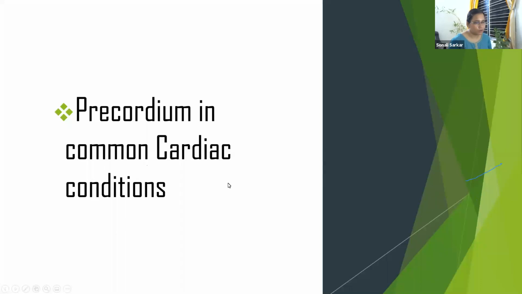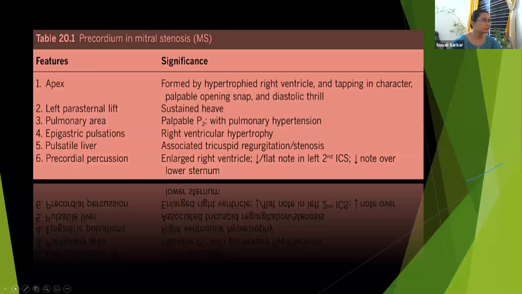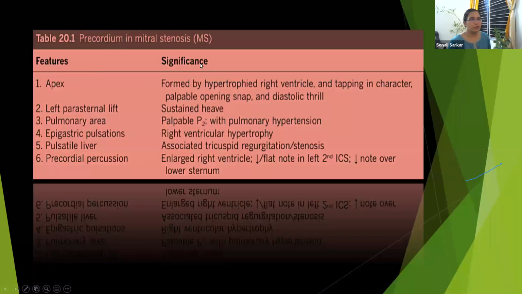Now we will look at the condition of the precordium in some common cardiac conditions. Precordium in mitral stenosis is a summation of both inspection and palpation. So in mitral stenosis, what happens? The right ventricle is hypertrophied, so the apex is formed by the hypertrophied right ventricle. The character of the apex is tapping. It is a palpable equivalent of S1.